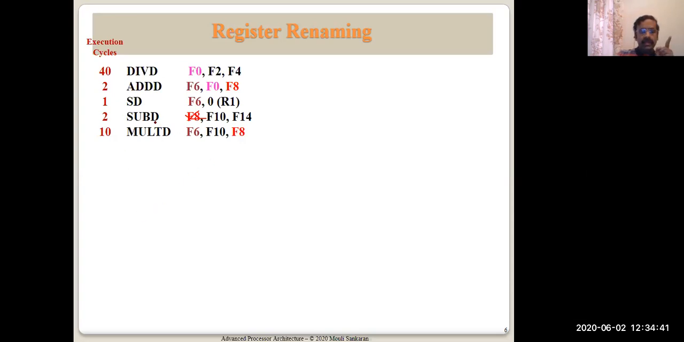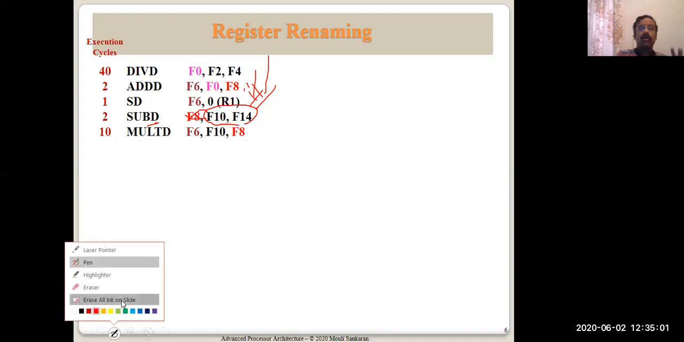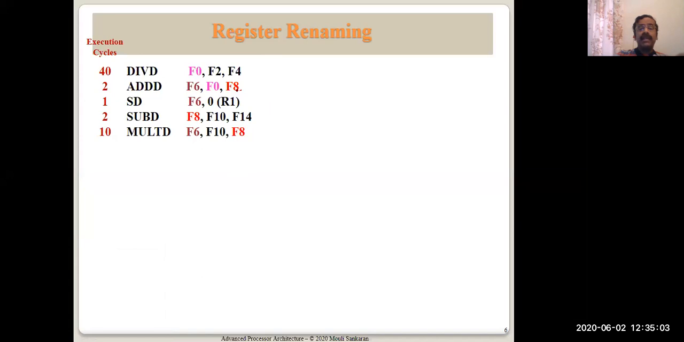Now, is this instruction dependent on this value? Is it dependent on anything coming from the top? No. It is computing a fresh value here and then loading into this. And if it is not dependent on something coming from the top, and if I am computing a new value, how does it matter whether I am using the same F8 or something else? Why can't I use some other register? Don't use this.